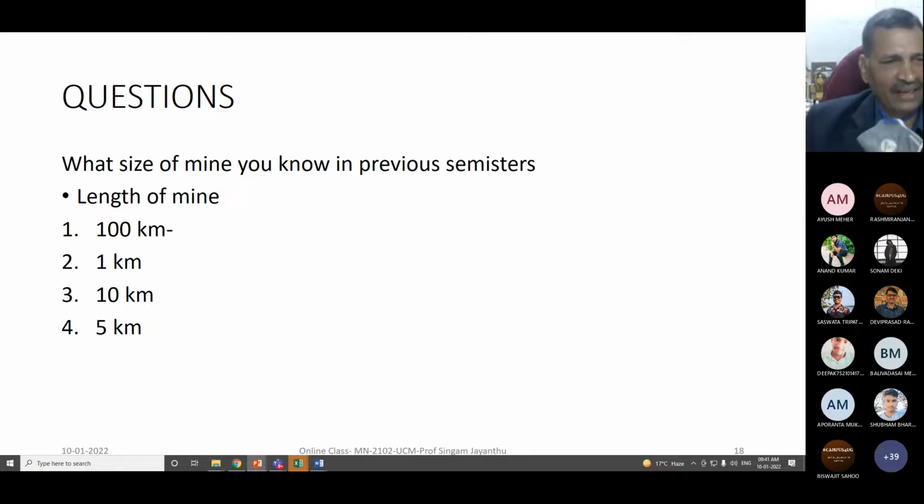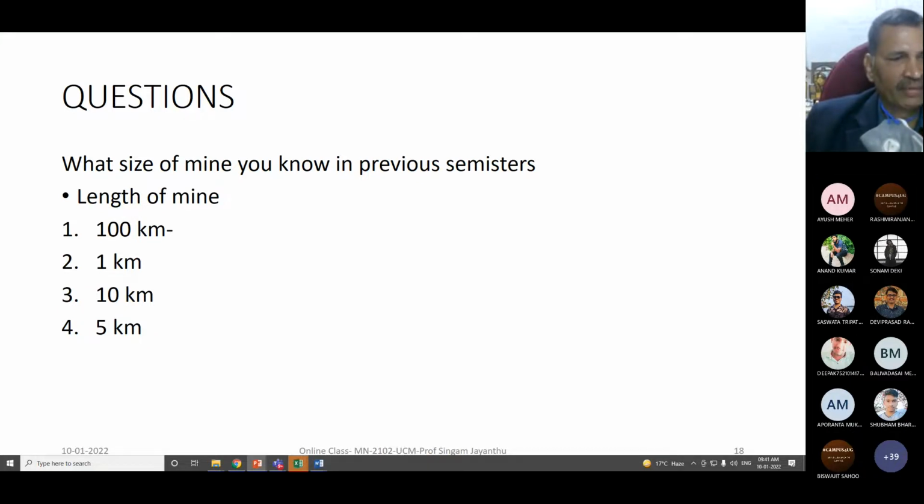Is this the length of the mine or the width of the mine? Along the dip direction or along the strike direction? Sir, length. Yes, length, that is along the strike direction. Then along the dip direction, will it be less or more? Sir, less. Why is it less? Any idea? Sir, because of the coal-forming seams. First you should say one name and others will not talk. Suryakant, right. Why is it less along the dip direction?